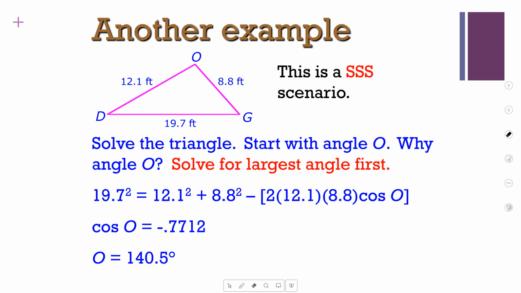So I can cheat and do the law of, that's not cheating, but I'm going to switch to the law of sines, which will make my life a lot easier. The question is, which angle do I solve for next? D or G? D. Why?